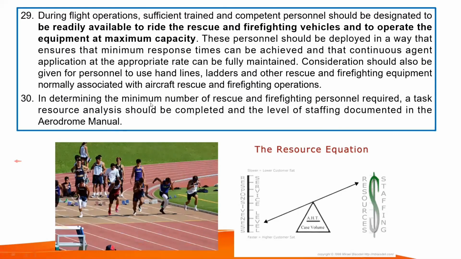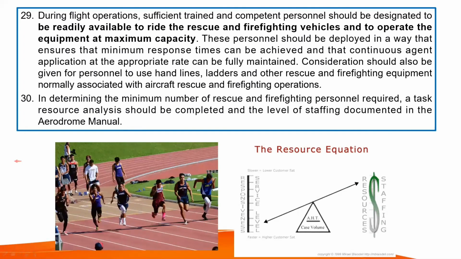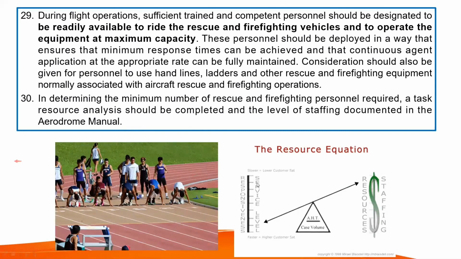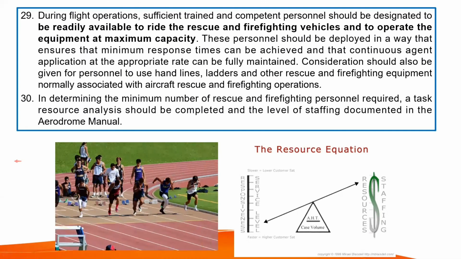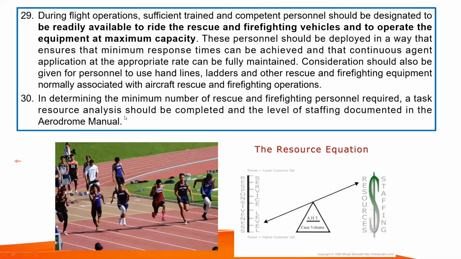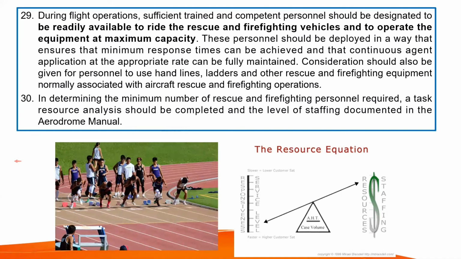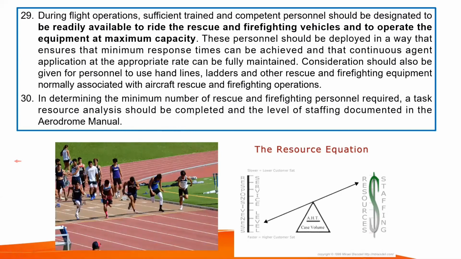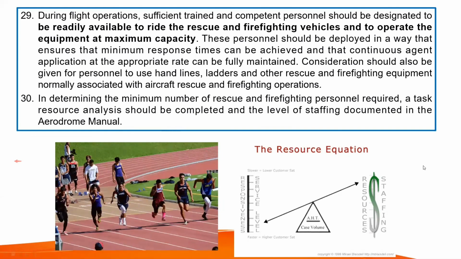And in determining the minimum number of rescue and firefighting personnel required, a resource analysis task should be completed, so that they know how much service is needed and how much resources they have, so that they can provide the proper and efficient service to the airport. Usually in this case, they look at the airport level of protection, so the airport category 1, 2, 3, up to 10. That will usually tell how much equipment they use, how many vehicles they use, and therefore how much personnel they need to operate everything.